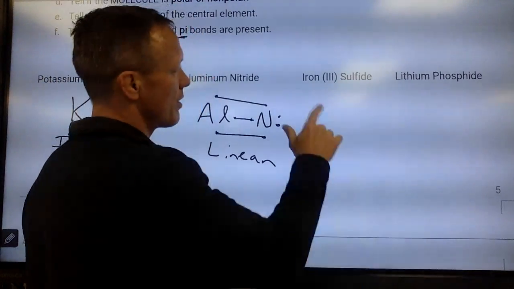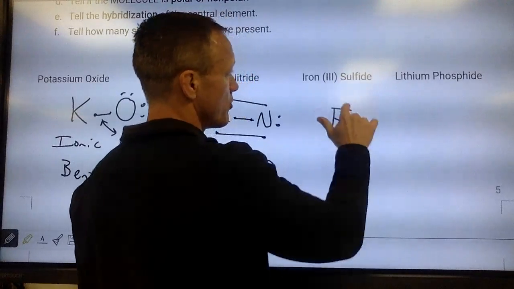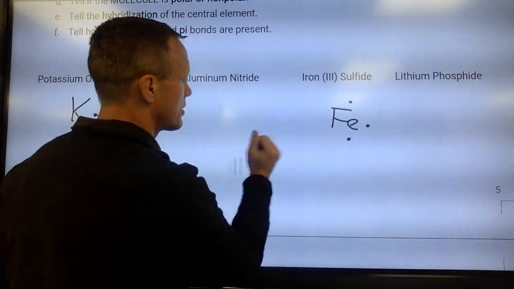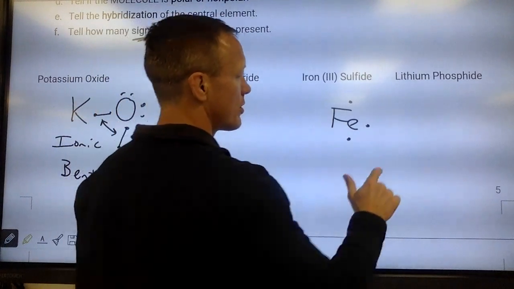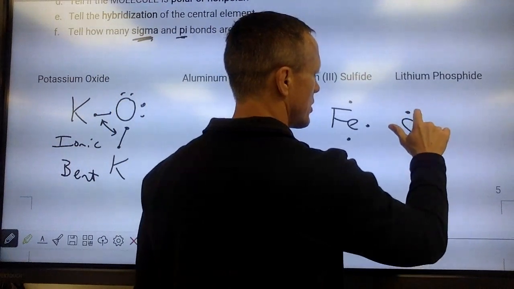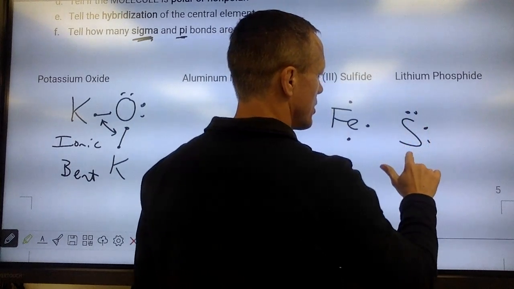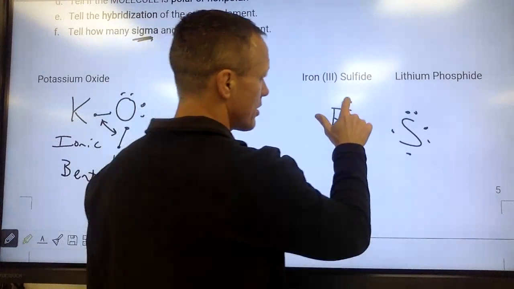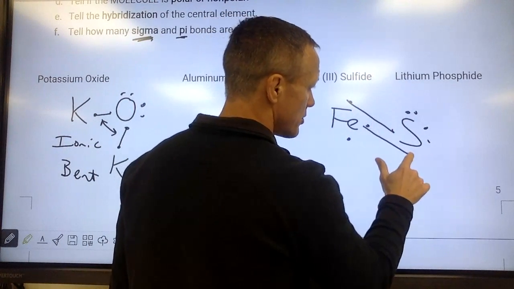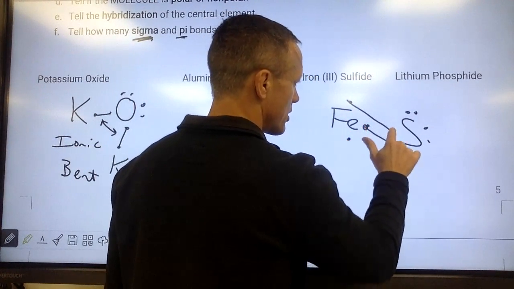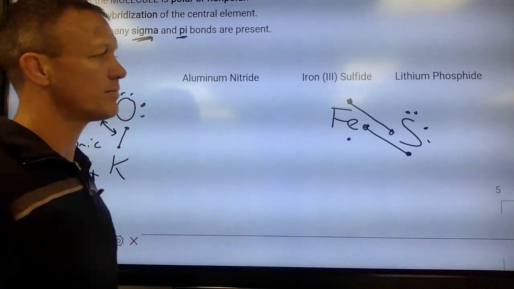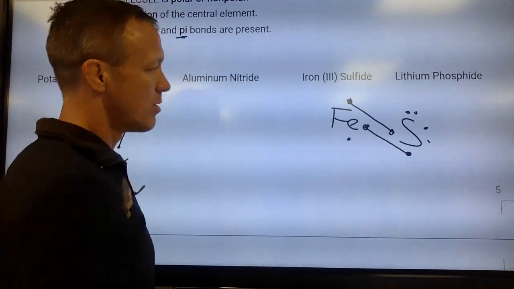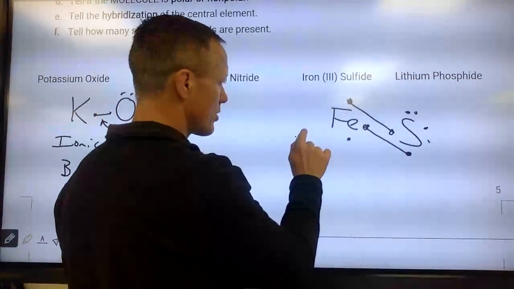I'll do one more here. Iron 3 sulfide. If you see a Roman numeral 3, that means it has 3 valence electrons. Sulfur has 6 valence electrons, so sulfur wants to gain 2. Well, iron can give it 1, 2. So we have 2 electrons involved in the bond. Again, it's still an ionic bond. Iron is giving away its electrons, sulfur is taking them. Well, iron has another one to give, so let's add in another sulfur.